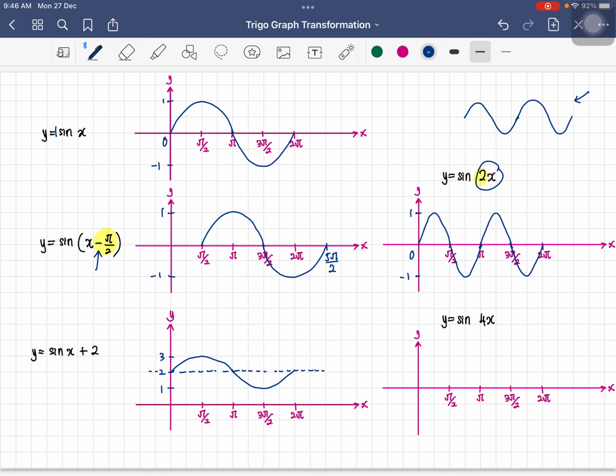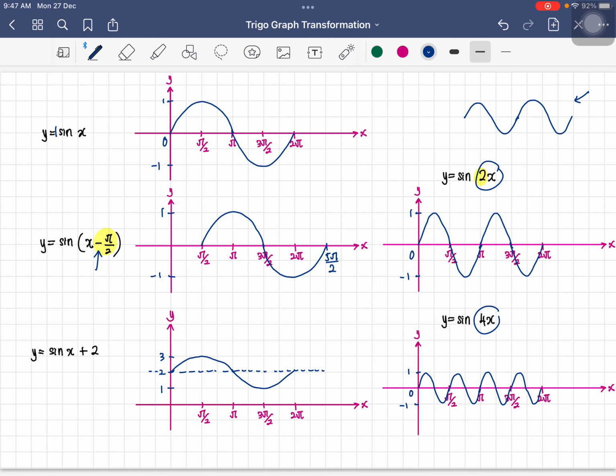What if you have sine of 4x? We are going to have 4 complete cycles within 2 pi. Suppose this is 1 and negative 1. This is 1 complete cycle, 2 complete cycles, and then the 3rd cycle and the 4th cycle will be something like this. So I have 4 complete cycles for sine of 4x within 0 until 2 pi.